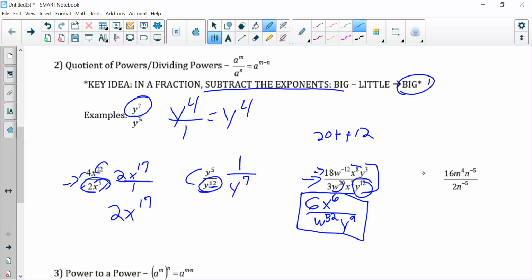All right, looking at our next example. Do the same thing. Numbers first. 16 divided by 2 is 8. The biggest one was on the top, so we're keeping it on the top. I have no m's at all, so it just stays on the top where it was. N to the negative 5th over n to the negative 5th. What happens anytime I have the same number over itself? It goes to 1. So I could write 1 here, but anything times 1 is itself, so we're just going to leave it. So my answer is 8m to the 4th over 1, or we can just say 8m to the 4th. And this is a 4, not a 9.